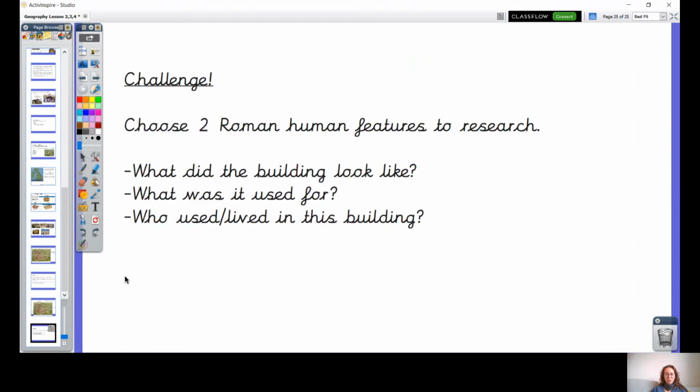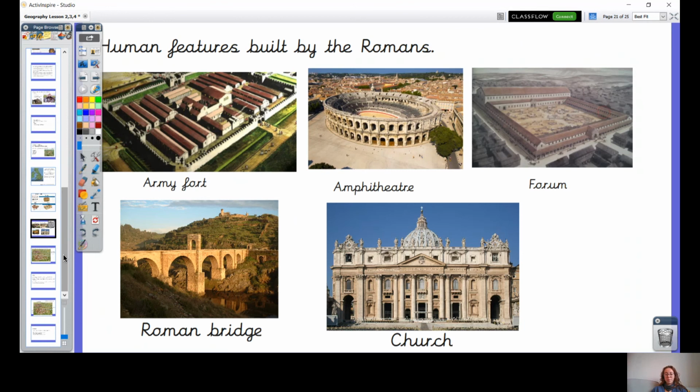And the last little bit I wanted to talk to you about today was a little challenge some of you might want to do. So challenge time. Choose 2 Roman human features to research. I'd like you to find out 3 things about them. What did the building look like? What was it used for? And who used or lived in the building? So choose 2 of those human features. Could be 2 of these perhaps, or the homes perhaps, and answer those questions that I'll flash up for you again in a moment.